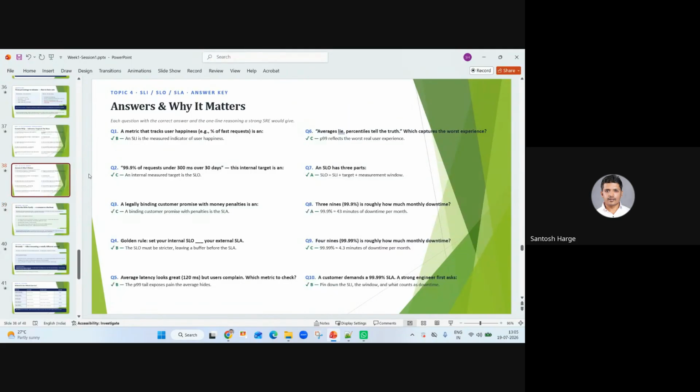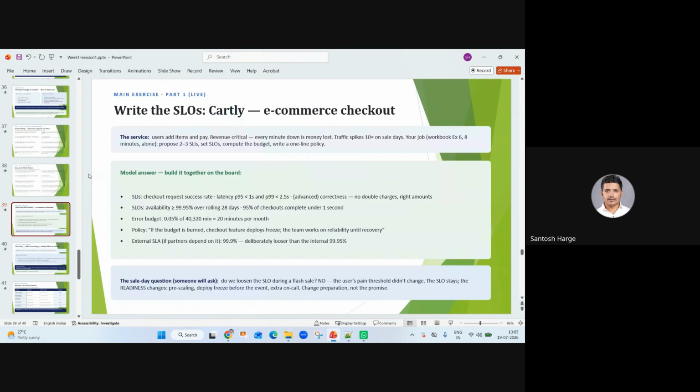So right now I've almost completed today's discussion topic, and this is the exercise that we will have to perform. This is similar to a commerce website like Amazon, where the user adds an item and does the payment. Every time you are not able to process the payment, the revenue is lost. It's a crucial flow, and every downtime means you are losing money. Traffic spikes 10x on sales days like Big Billion Day, so we are expecting 10x traffic.